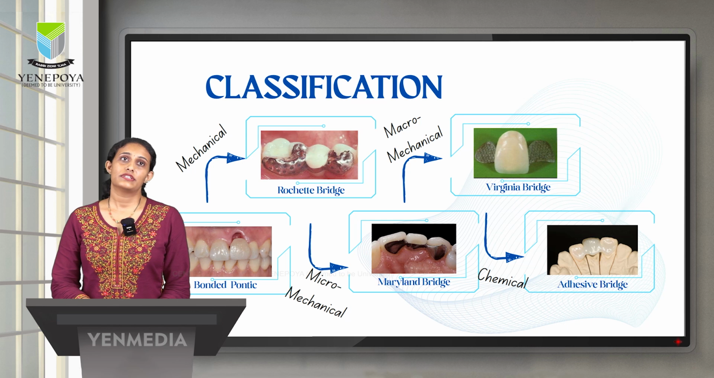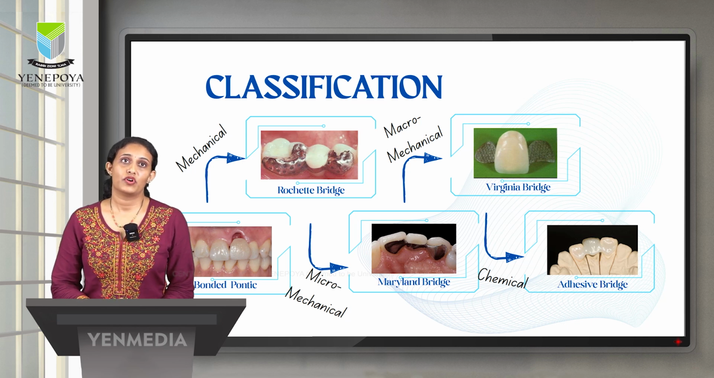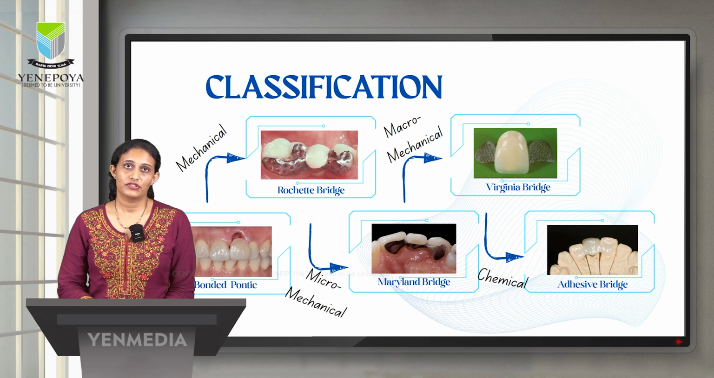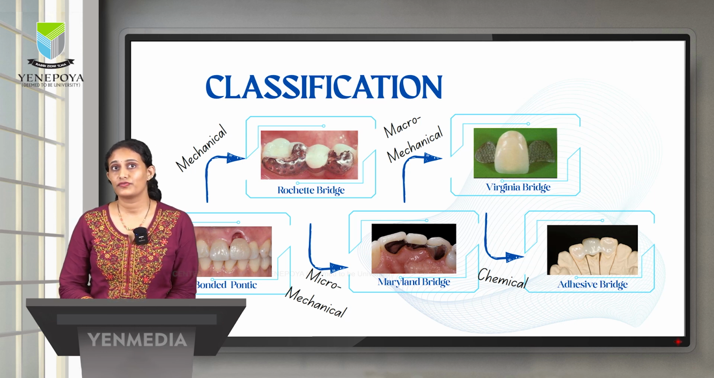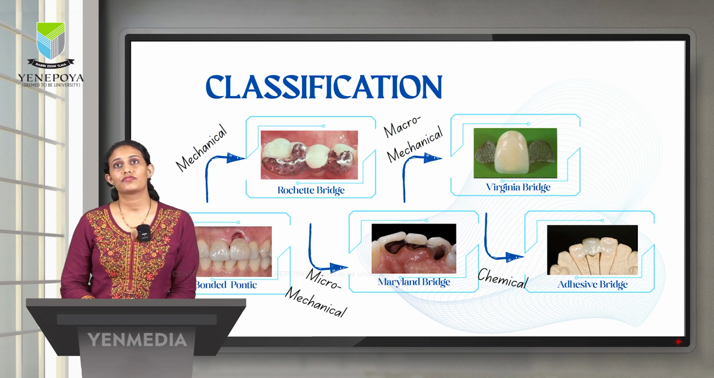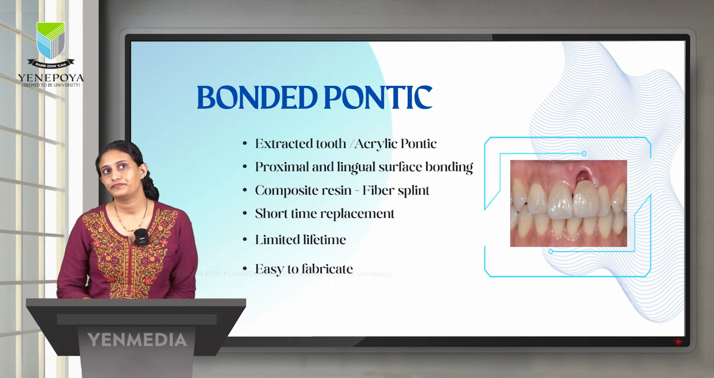Now according to this, under the mechanical adhesive bonded bridges, we have the bonded pontic as well as the Rochette bridge. Under the micromechanical, we have the Maryland bridge. Under the macromechanical adhesion, we have the Virginia bridge, and under chemical adhesion, we have the adhesive bridge. Let's talk about each of these types of bridges.